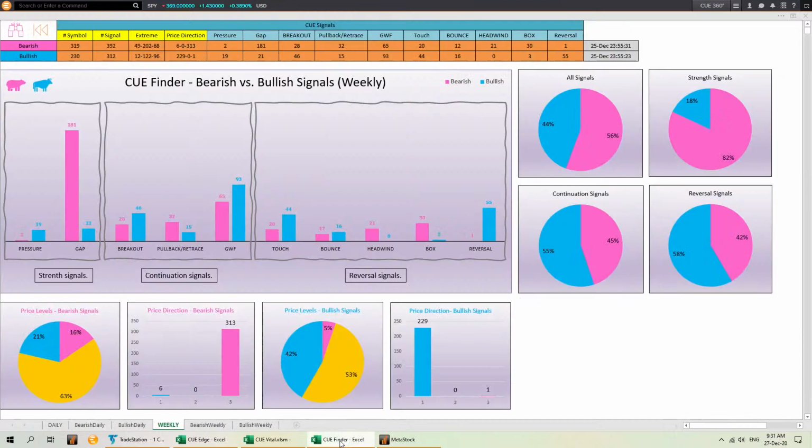Let's look at Finder. Finder is a special Q tool, very valuable, very useful. It shows the technical breadth across your own trading universe, the balance between bullish and bearish Q signals. Let's look at the weekly period first.